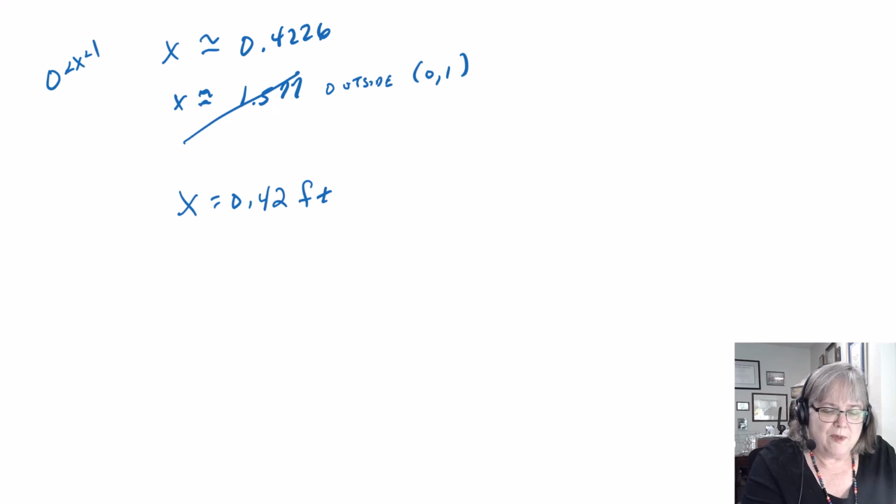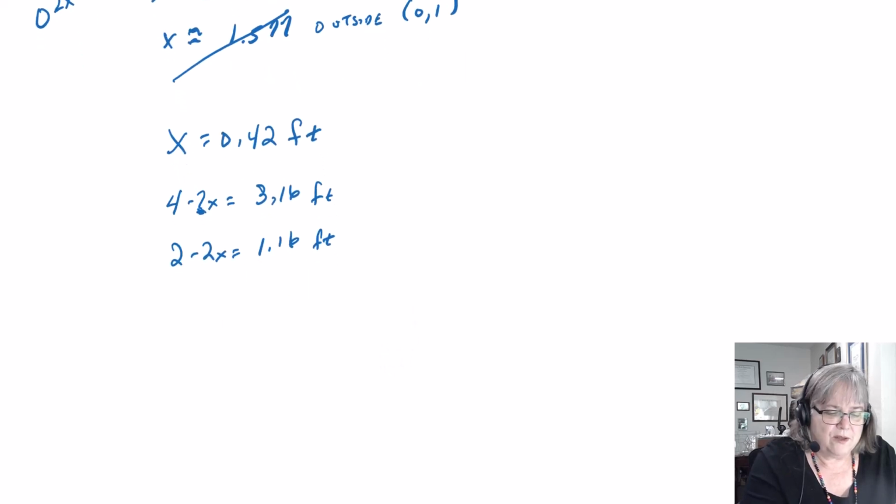So then this would be the height of the little ears, right? The little ear part that's going to fold up. And then 4 minus 2x would be 3.16, and 2 minus 2x would be 1.16 feet. So the dimensions are 1.16 feet by 3.16 feet by 0.42 feet.